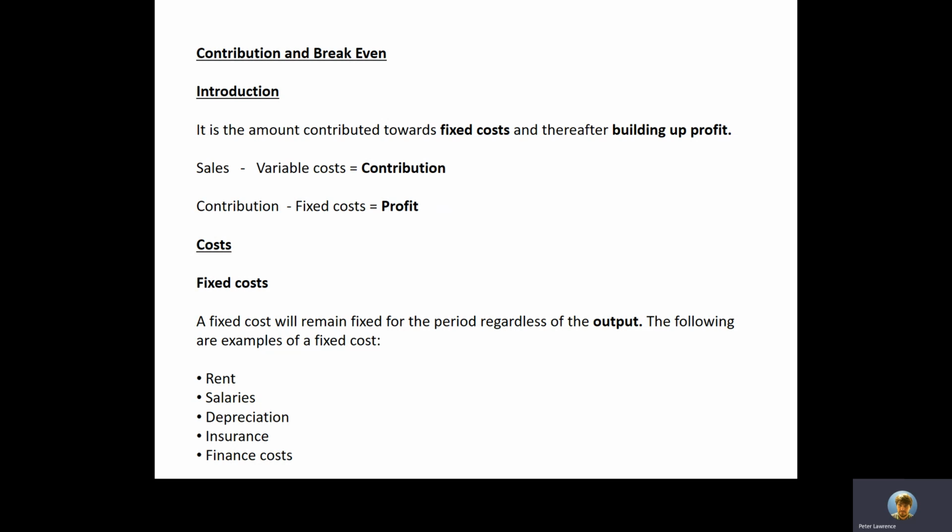If you think it through, rent is definitely a fixed cost. Now, if you pay your rent to your landlord, they don't care whether you make one product in the year or a million products in the year. They're still going to want you to pay the same amount of rent. So a fixed cost remains the same regardless of how many products that you make.